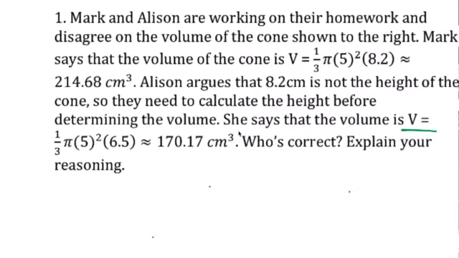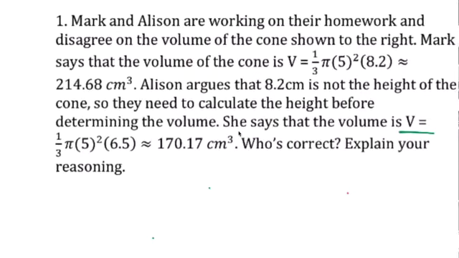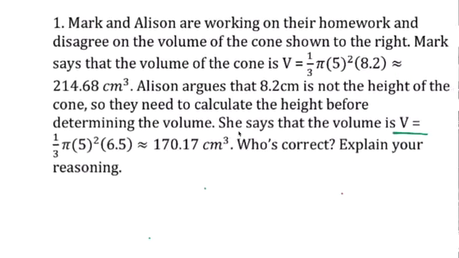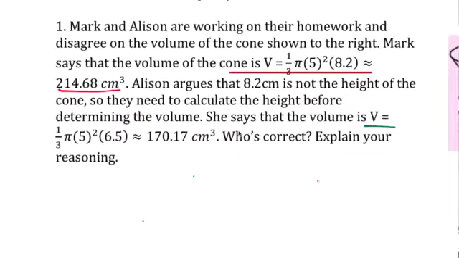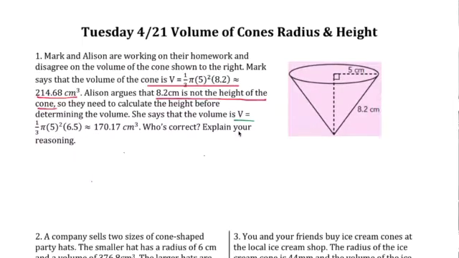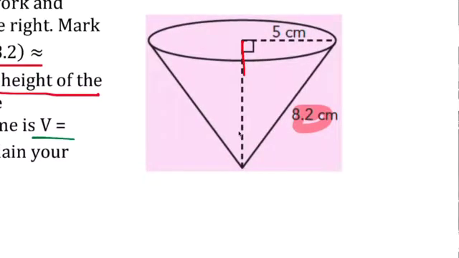Mark and Allison are working on their homework and disagree on the volume of the cone shown to the right. Mark says the volume of the cone is this, and he put it in his calculator. Allison guessed that 8.2 is not the height of the cone, so let's look at 8.2. Oh, she's correct, it is not the height. Here is the height. So Allison is correct.